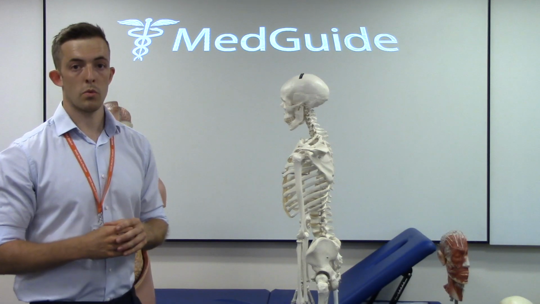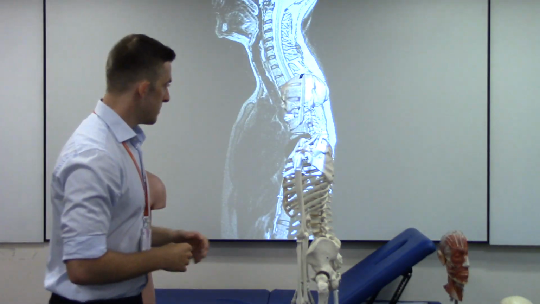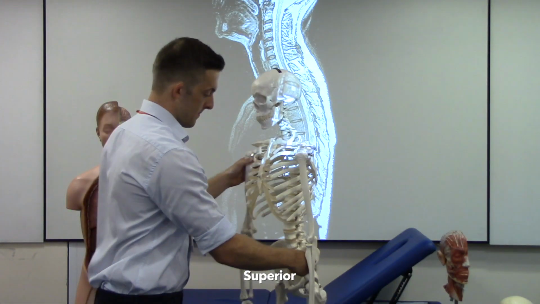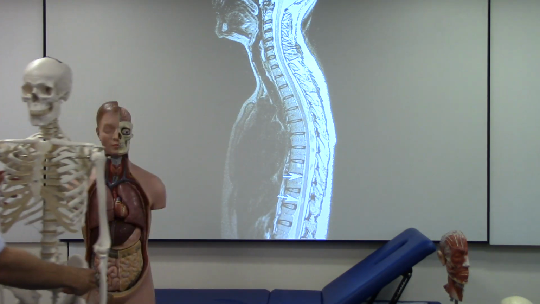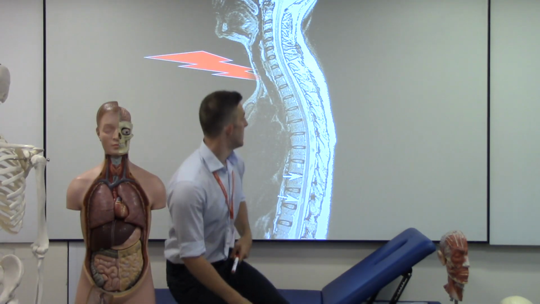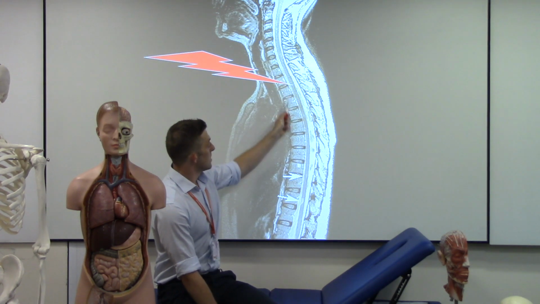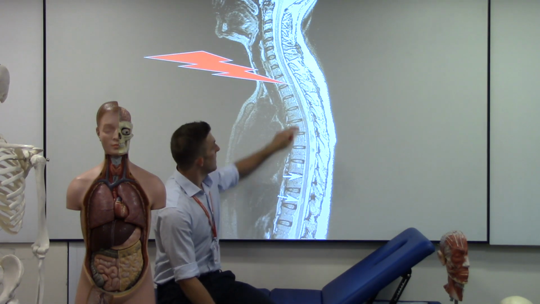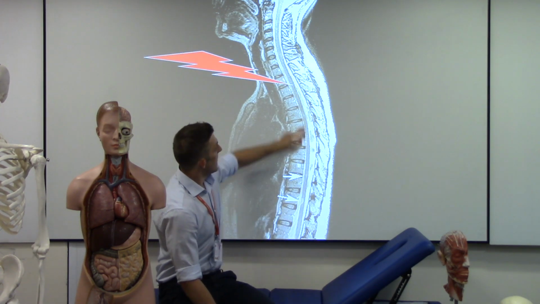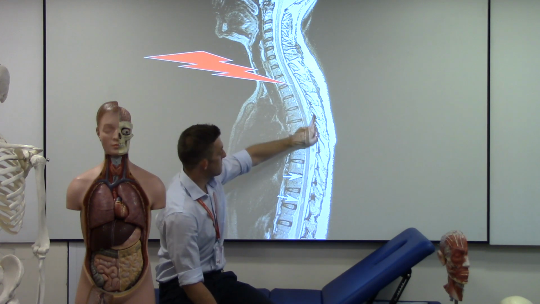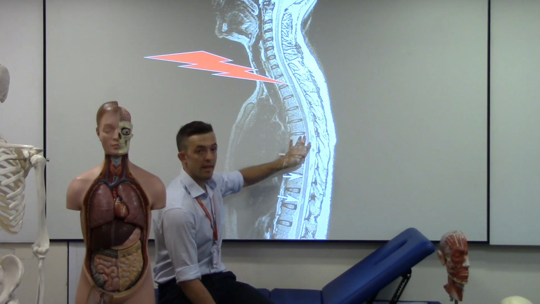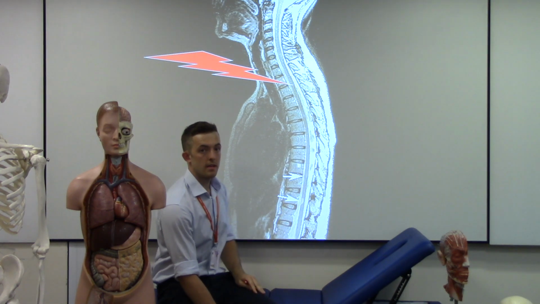So first of all, what is superior? Superior means above. If I just move Shelley out of the way, this is an MRI. We see the vertebral column and its bodies, the spinal cord, and then further back here, these are the spinous processes. You're going to learn about that anatomy in block 3 when you do neurology.